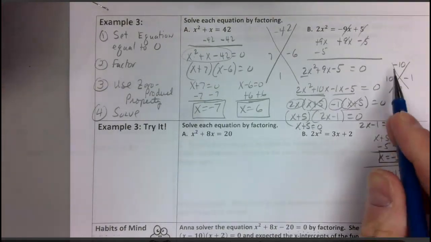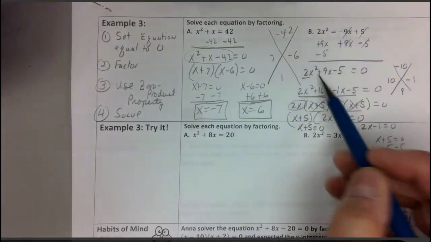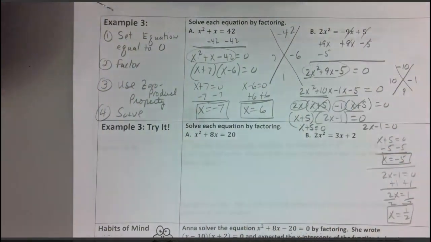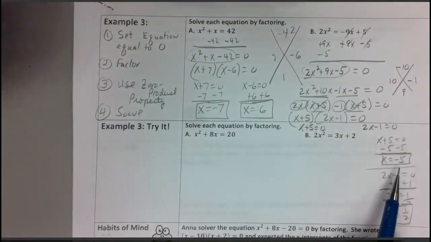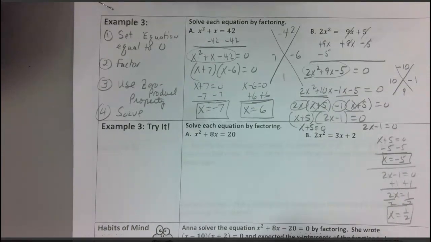1/2 and -5 are my zeros. So if I graph this parabola, 2x squared plus 9x minus 5, it will intersect the x-axis at 1/2 and -5.